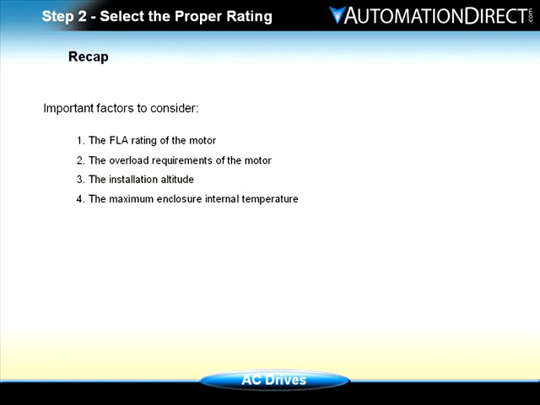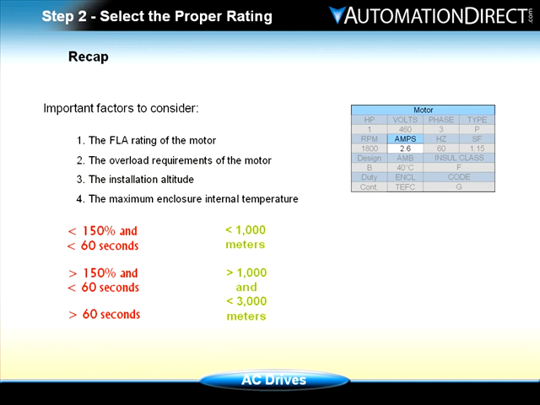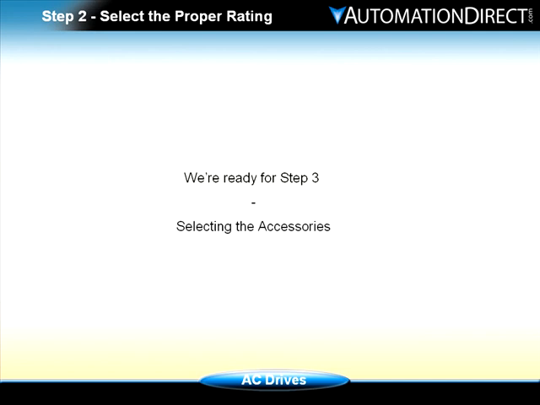So as we can see, there are important factors to consider when selecting an AC drive. 1. The full load amp rating of the motor. 2. The overload requirements of the motor. 3. The installation altitude. And 4. The maximum enclosure internal temperature. We're now ready for step 3, selecting the accessories.